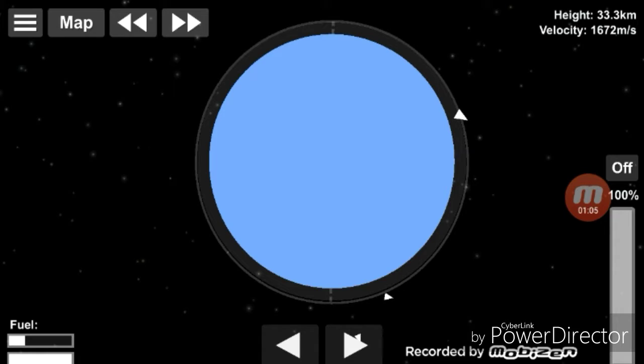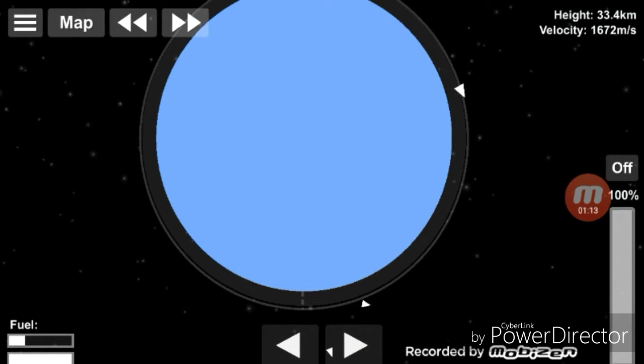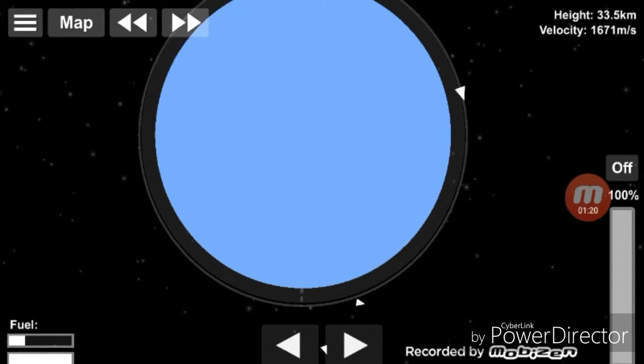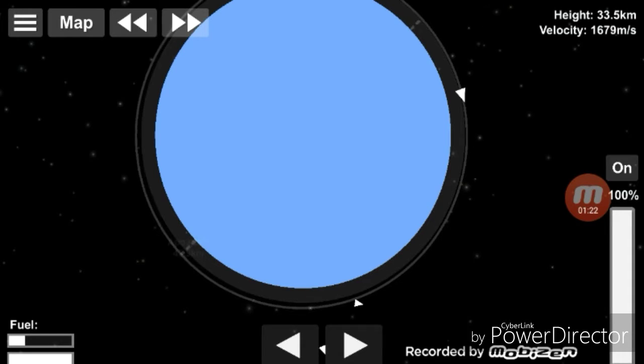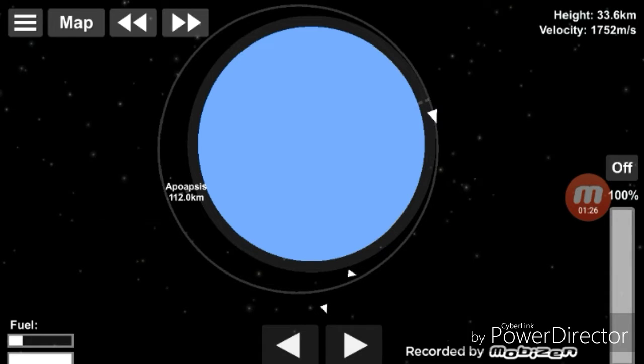so see here, we are approaching approximately 90 degrees of prograde. Now, if we were to burn prograde, you can see here that it increases our apoapsis to about 112 kilometers.